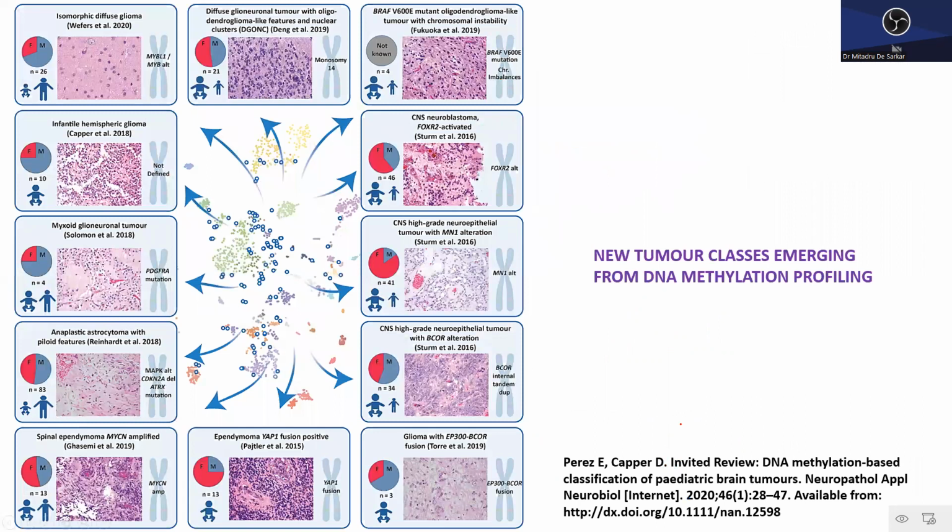So DNA methylation profiling has emerged as a very, very powerful diagnostic tool. And over the last 4 or 5 years, lots of new tumor entities in the CNS tumor lineage have been discovered simply by utilizing this powerful methodology. Like, for example, the diagnostic entities of MGNT, myxoid glioneuronal tumor, or infantile hemispheric glioma. Then CNS neuroblastoma, FOXR2 activated, or BCOR alteration associated neuroepithelial tumors. These are all diagnoses which have been settled by utilizing this powerful methodology of DNA methylation profiling.